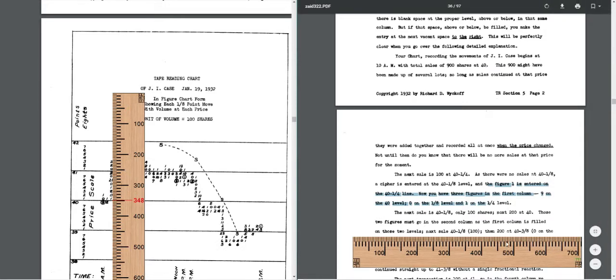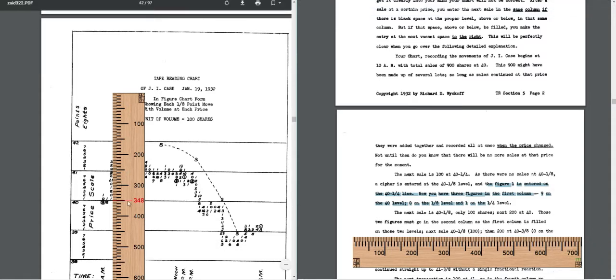So all he's doing is just watching the price and the volume traded and filling it in. 2 is 200, 1 is 100. It's nothing special here. This is very simple. I know the print is a bit small, but just understand, if you have 400 traded at 40 even, you put a 4. If you have 400 traded at 40 and 1/8, you put a 4 there too.